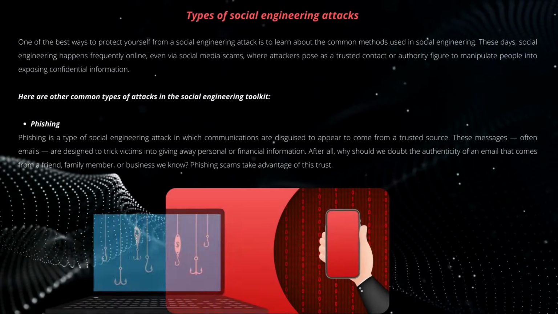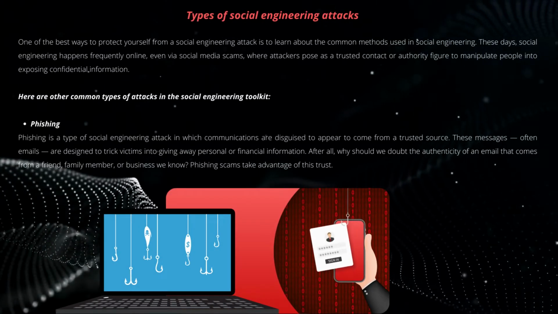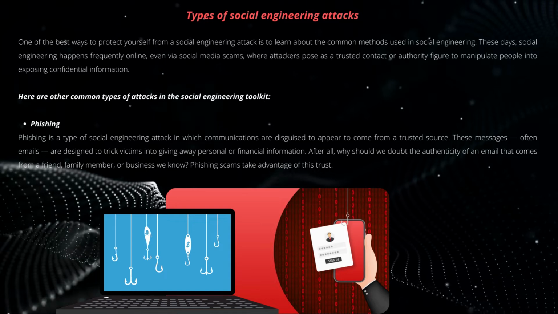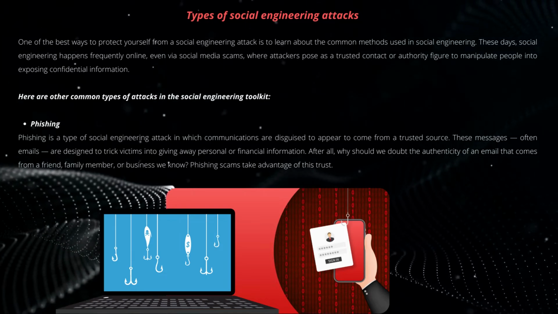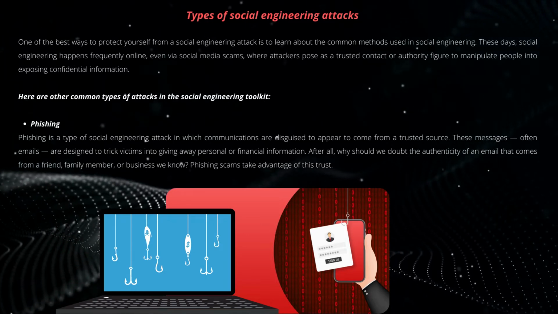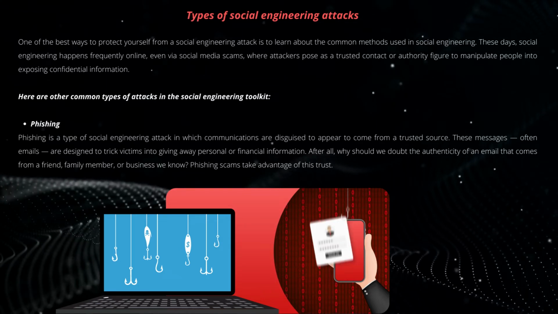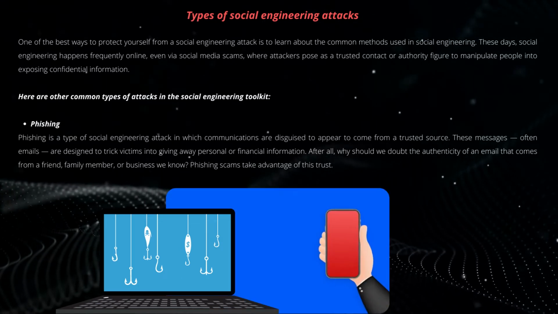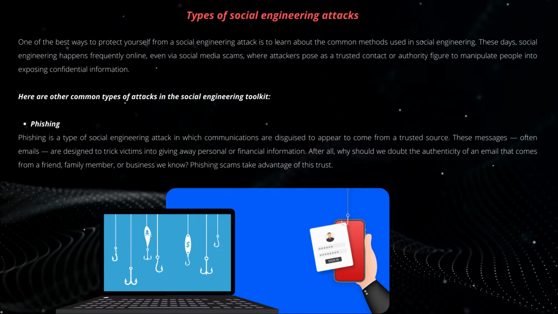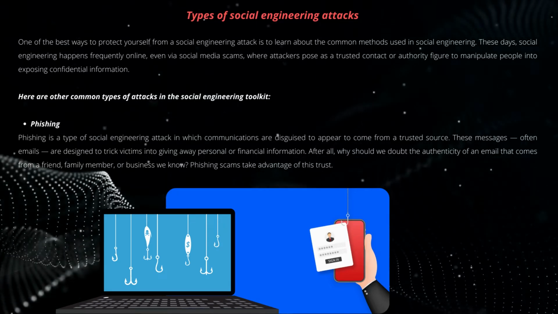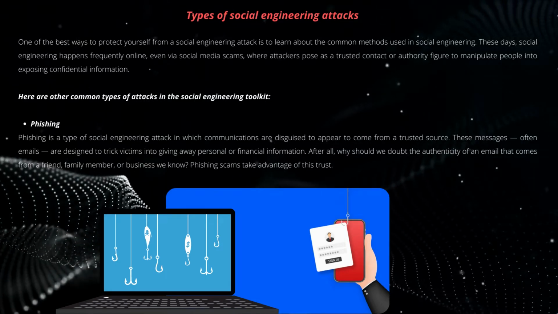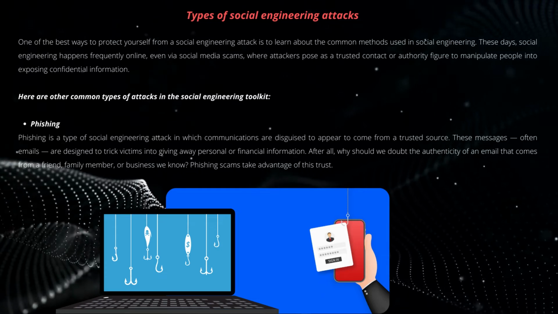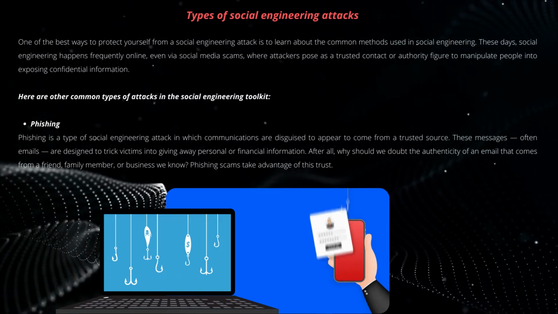One of the best ways to protect yourself from a social engineering attack is to learn about the common methods used in social engineering. These days, social engineering happens frequently online, even via social media scams, where attackers pose as a trusted contact or authority figure to manipulate people into exposing confidential information. Here are other common types of attacks in the social engineering toolkit.